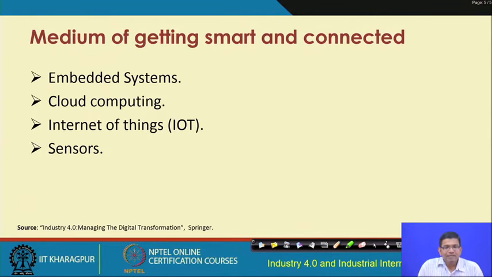So, the medium of getting smart and connected, how do we get it? We have been talking about this time and again: use of sensors. Sensors are at the core of making smarter systems; you have to use sensors. This is what I have been repeating in different lectures in different ways. Sensors, and also associated with the sensors are the actuators. All these sensors, actuators, overall the transducers will make these systems smarter.